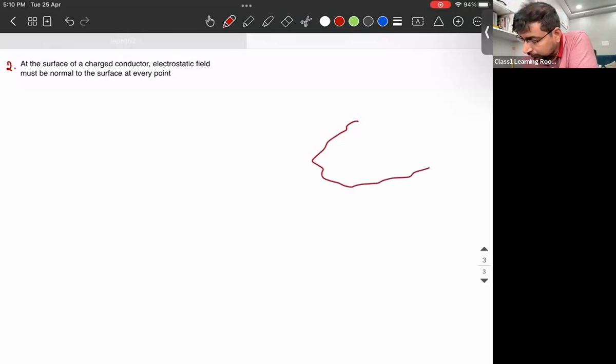Okay. So when you take a conductor, what kind of a conductor are you taking? You're not just taking a random conductor, you're taking a charged conductor. So at the surface of a charged conductor, if you try to find the direction of the electric field, it will always be normal to the surface, right? So why is it happening?